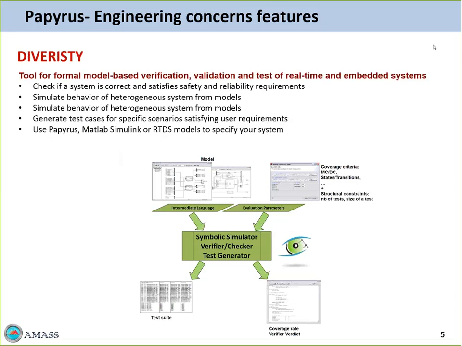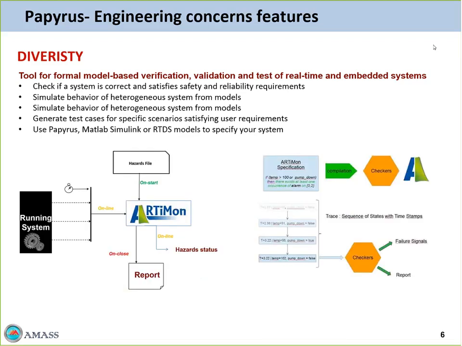Next, please. So we have Diversity, that is one of the tools we have at the validation step. It's the formal model-based verification, validation, and test of real-time and embedded system tool. It helps, in fact, to simulate the behavior of different kinds of models. We can use as input Papyrus models, sequence diagrams, but also MATLAB Simulink models or SDL models that are coming from the telecommunication area to specify the system. Diversity has its own language to interpret these models and make its analysis. So we can generate test cases for different specific scenarios, as the user requirements that are described have values as input. Next, please.